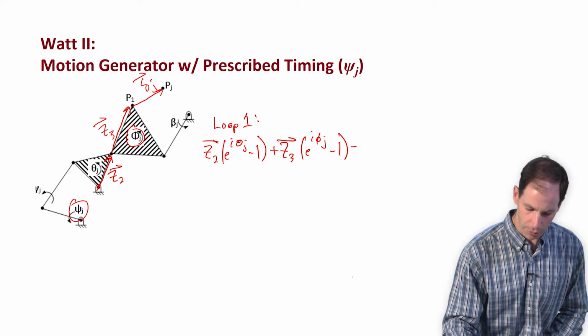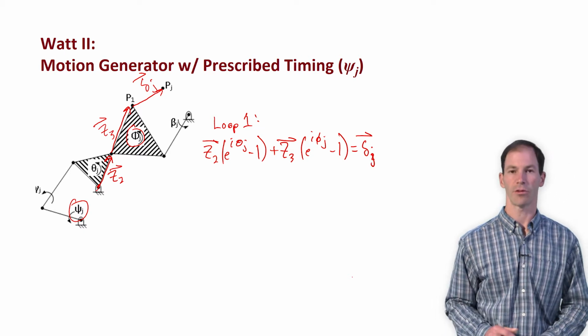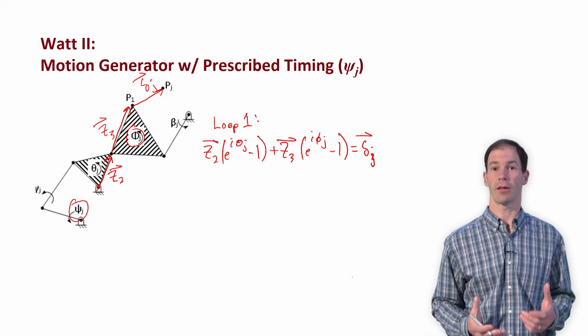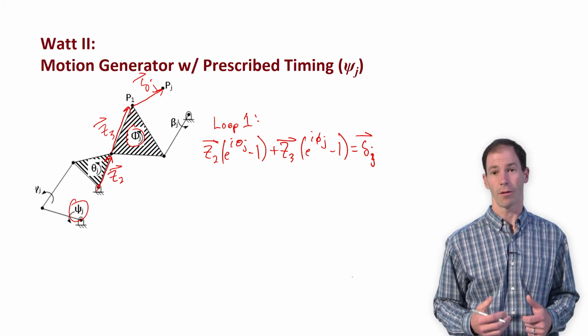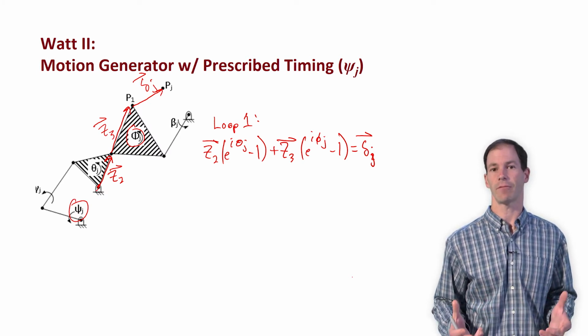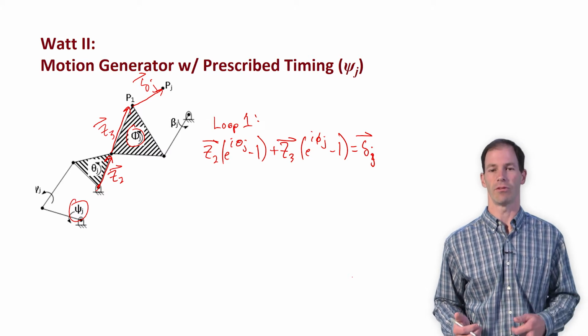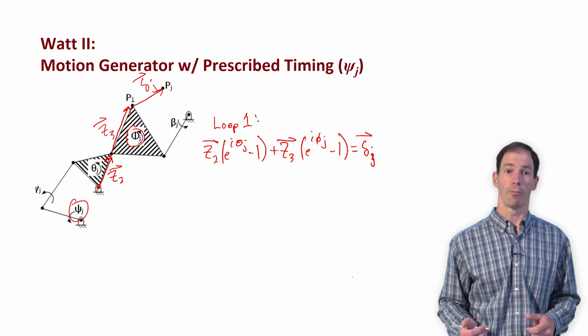And then that's equal to the displacement vector, delta j. So this would look very much like any other motion generation dyad that we would have, where I'd have W and Z, and in this case I've just renamed them as Z2 and Z3. That'll be my loop 1.